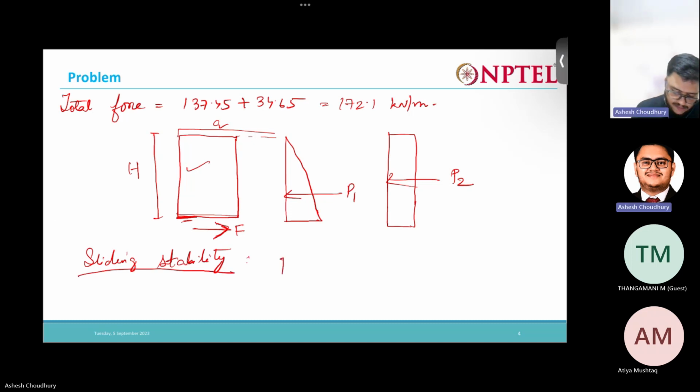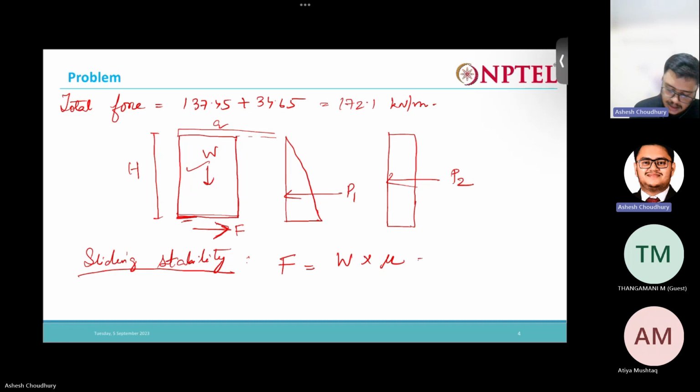So what is this resisting force F? It's nothing but W into mu. So what is W? W is the weight of this reinforced soil block. Mu is the coefficient of friction. So weight times the coefficient of friction will give us the frictional resistance F.